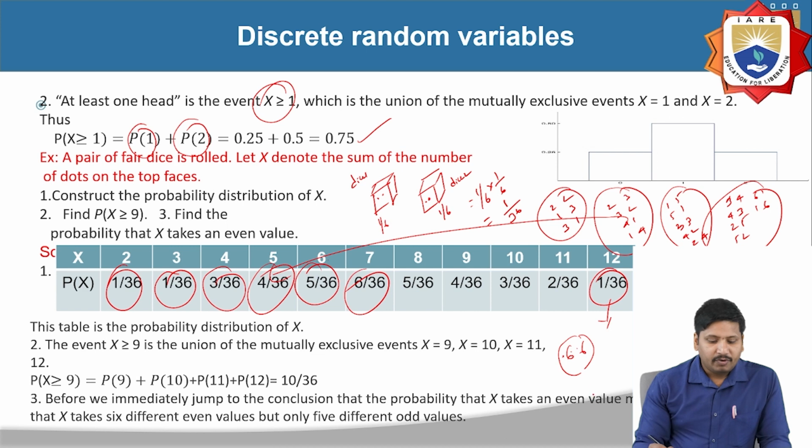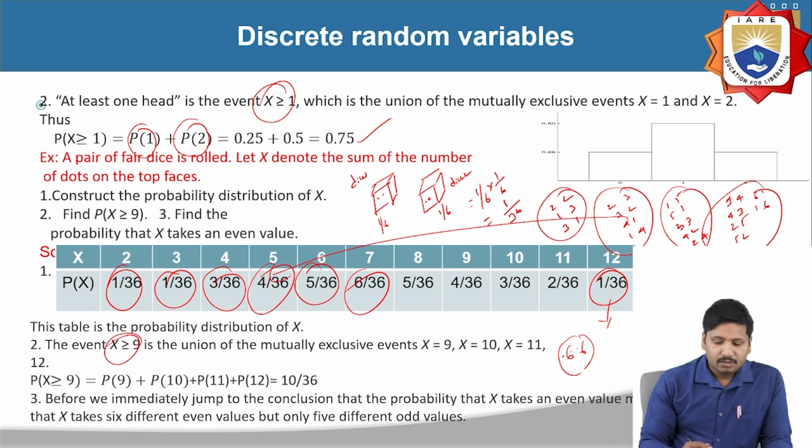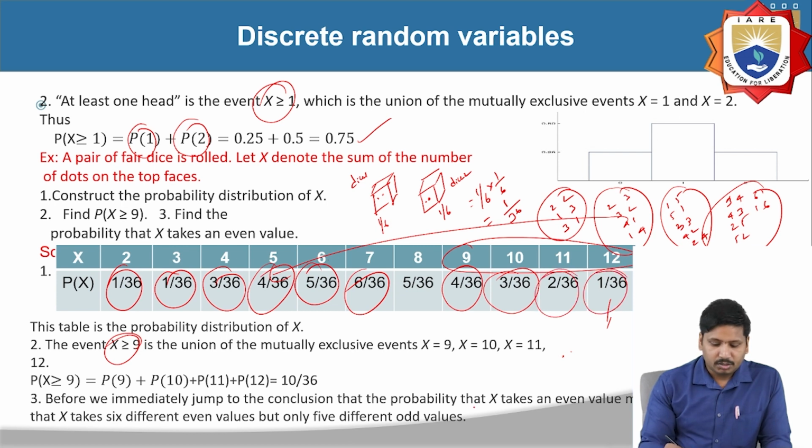So where x is the event that should be greater than 9. So in this, what should be the values greater than 9 here? Probability of getting an x value greater than or equal to 9, that means the summation of the probabilities of 9, 4 by 36, 3 by 36, 2 by 36, and 1 by 36. So that should be 10 by 36 here.